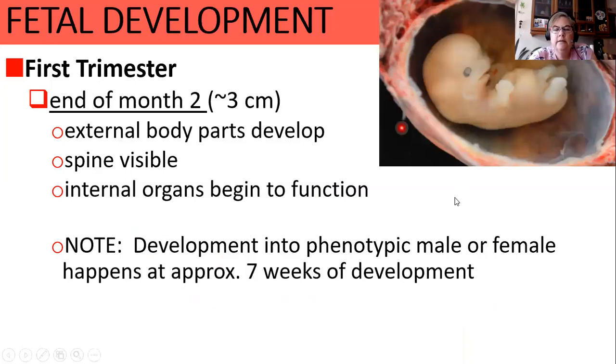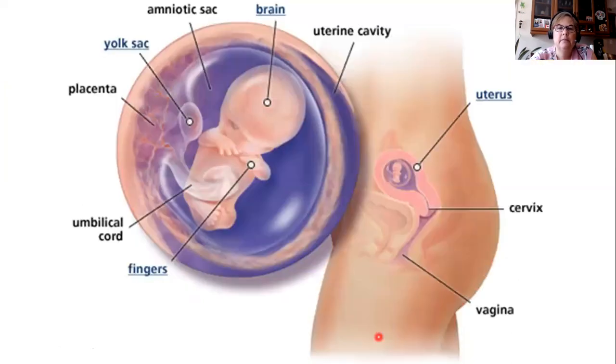External body parts, they're starting, so we see little paddles where the arms and legs are. Where the hands and feet are, there's no distinct fingers. They're kind of all together. Spine is visible, internal organs are functioning, and by week 7, baby's either a male or a female. Well, will look like either a male or a female phenotypically, okay? So starting to grow, but really mom isn't any bigger at this point.